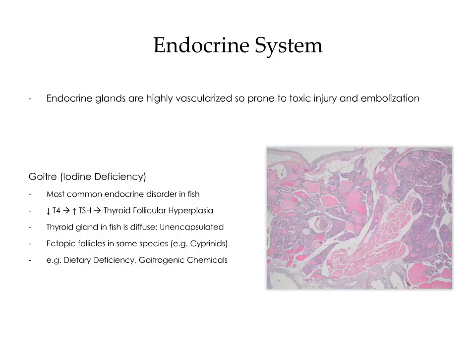Endocrine glands are highly vascularized, so they're prone to toxic injury and embolization. One of the more common lesions of the endocrine system is goiter or iodine deficiency. This is particularly common in an aquarium setting. Goiter is a consequence of decreased thyroxine secretion, causing an increase in thyroid-stimulating hormone and thyroid follicular hyperplasia.